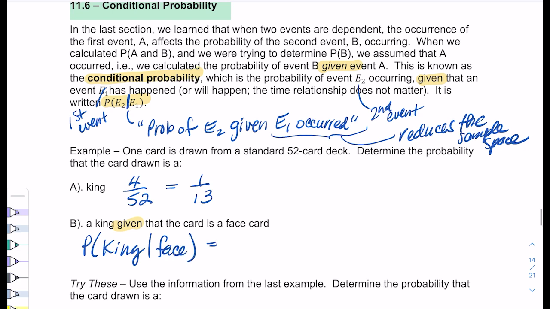So I already know that this part occurred. How many face cards are there? There's 12. Now I want to find the probability that it's a king. How many kings are there? There's 4. So the probability is 4/12, which reduces to 1/3. So remember, I got this 12 from the face cards because that event, E1, occurred first. I'm telling you, you just picked a face card, and then you turn it over. What is the probability it's a king? You have a 4/12 probability, or 1/3, that it's a king.